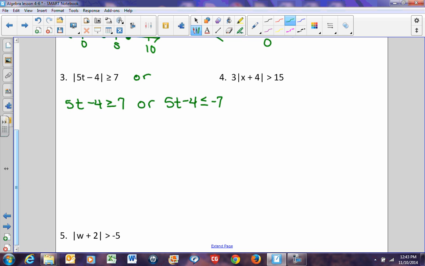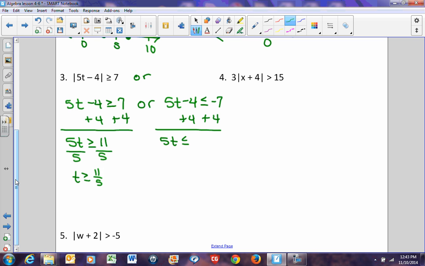Now we solve it. I add 4 to both sides here. 5t is greater than or equal to 11. Divided by 5, divided by 5. T is greater than or equal to 11/5, or 2 1/5. Here I'll add 4, I will add 4. 5t is less than or equal to negative 3. Divide by 5, divide by 5. T is less than or equal to negative 3/5. Again, you can graph these. Just because they're fractions doesn't mean you can't graph them.